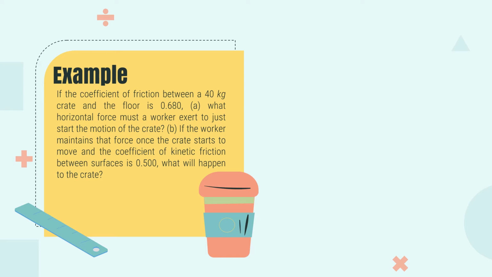For our next example, if the coefficient of friction between a 40 kilogram crate and the floor is 6800, what horizontal force must a worker exert to just start the motion of the crate? If the worker maintains that force once the crate starts to move and the coefficient of kinetic friction between surfaces is 5/10, what will happen to the crate?